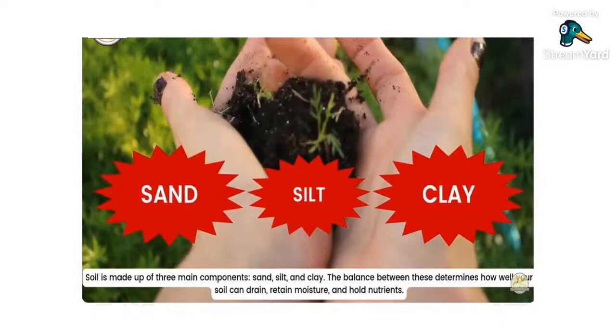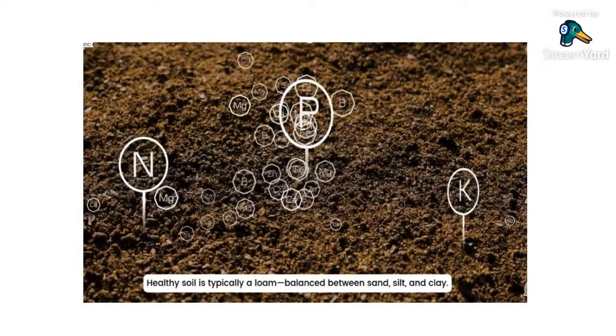Soil is made up of three components: sand, silt, and clay. The balance between these determines how well soil can drain, retain moisture, and hold nutrients. Loamy soil is a balance between sand, silt, and clay. It is considered ideal for plant growth because it has good water retention and is a good source of nutrients.